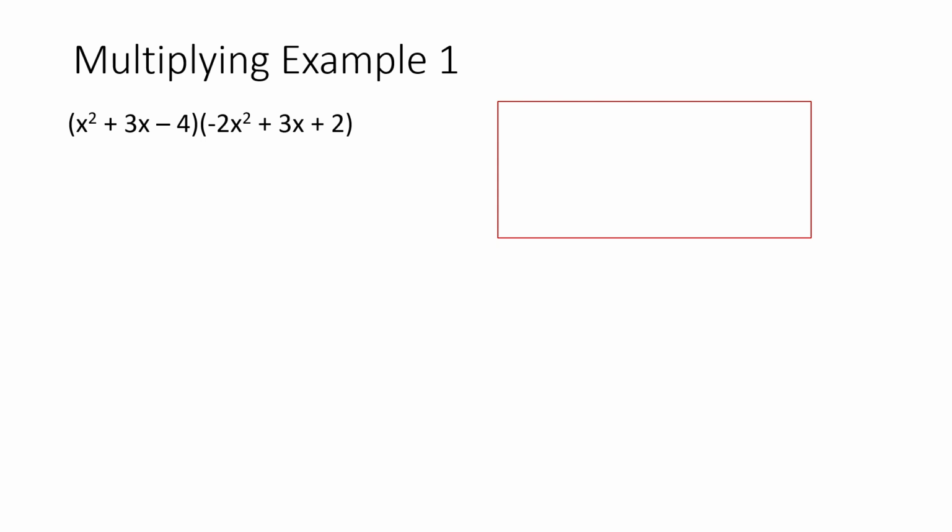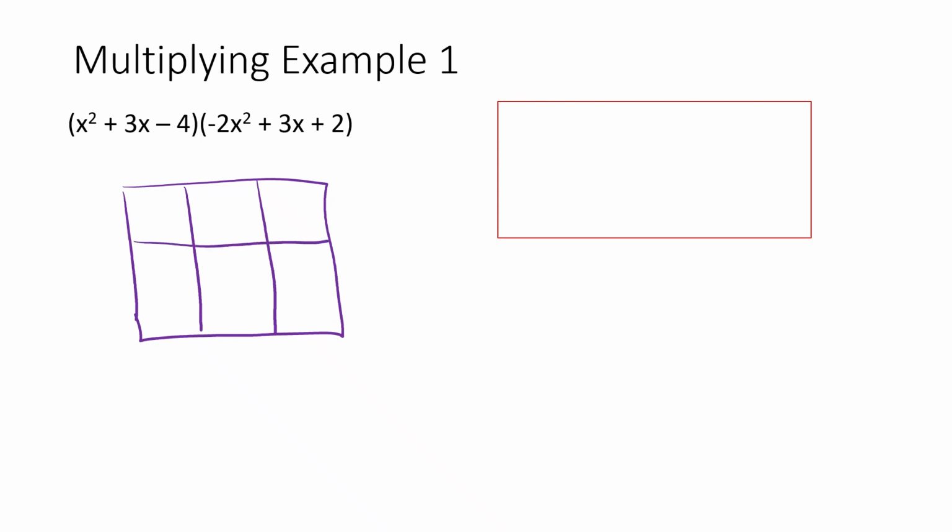So here we go with our first example. This is a trinomial times a trinomial. And so we're going to set up our area, and we're going to use our two polynomials as the base and the height. So I'll have x squared plus 3x and then a negative 4. And then for the height, we'll have negative 2x squared plus 3x plus 2. And essentially what we're doing is we're going to find all 9 areas, and then we'll add up all 9 areas, and that will be the area of the whole thing, or our product.